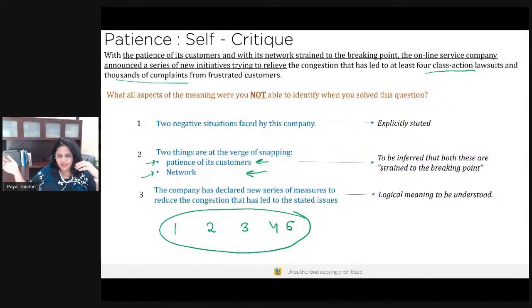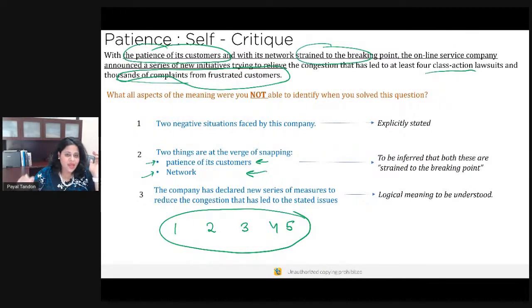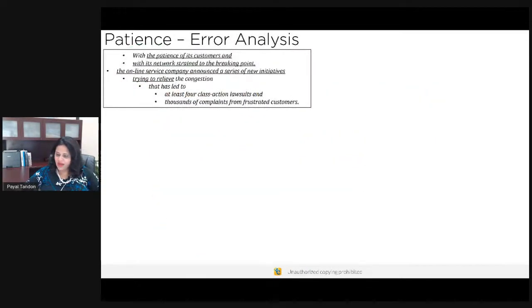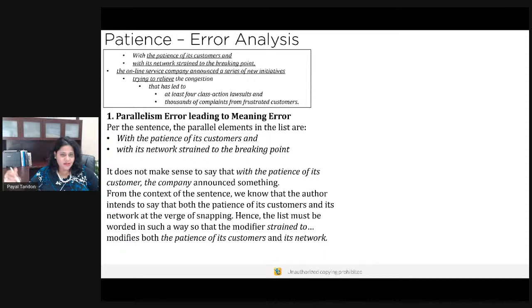The sentence also says towards the end, thousands of complaints from frustrated users. So you need to link this to thousands of complaints. Why from frustrated customers? Why would the customers be frustrated? Because the patience of its customers was being strained to the breaking point. Now, the author has not written this sentence in the correct manner because of the manner in which it's written. It basically says, with the patience of its customers, and that's where we are coming to the next part over here, this parallelism error leading to meaning error. So now I want you to read this part over here so that you can understand that.